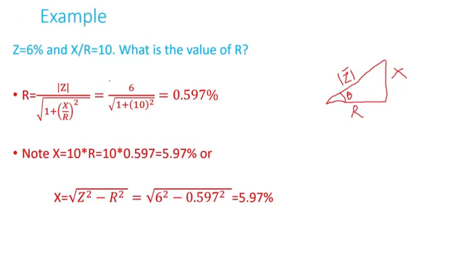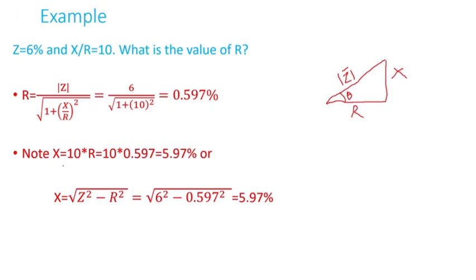So here's a quick example. Sometimes you might be given something like this: impedance is 6%, the impedance of a transformer, a line, or whatever the problem is, and the X to R ratio is 10. So from the previous equation, we know resistance is the magnitude of impedance divided by this quantity here. So if I just plug in the numbers, I get resistance is 0.597%.